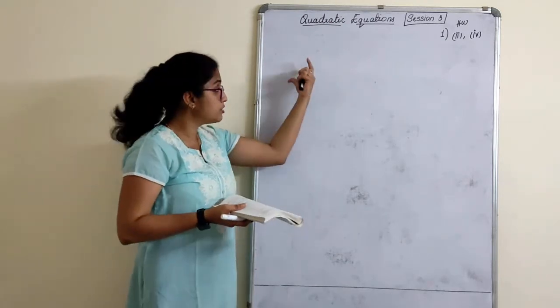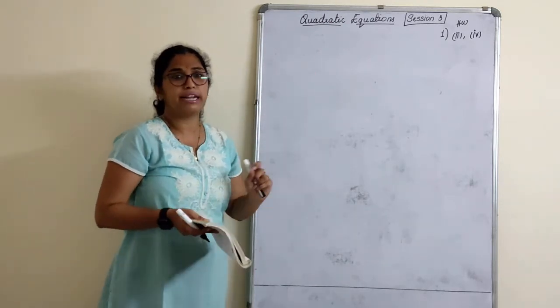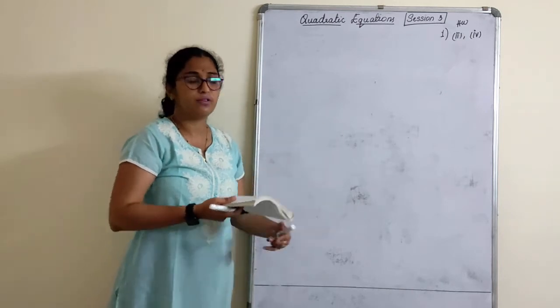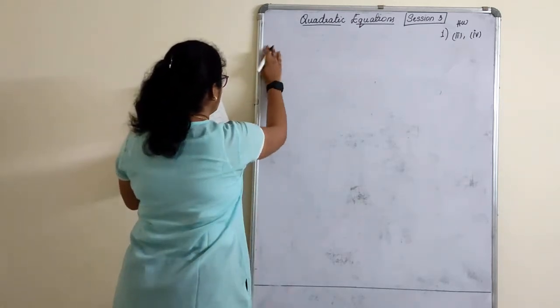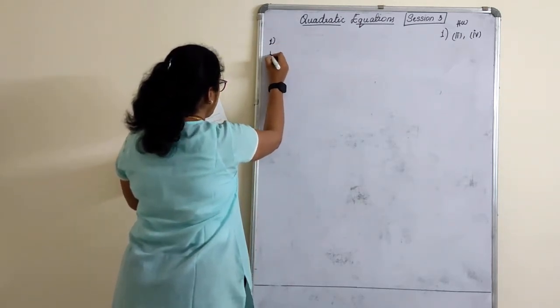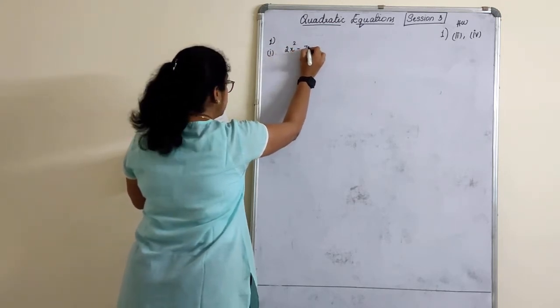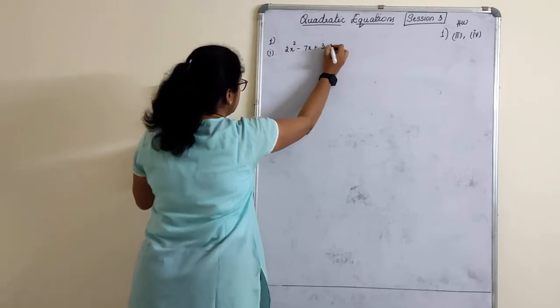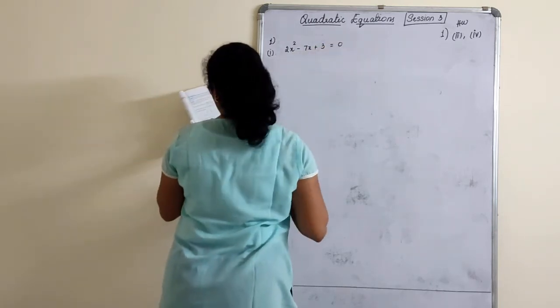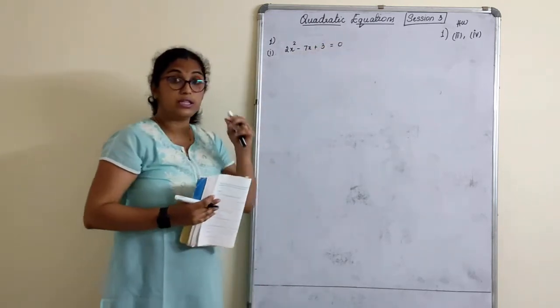We'll follow the rules or steps that we have written. You need not write those steps. You can just write it one after the other. So the first one is, first week, 2x square minus 7x plus 3 is equal to 0.